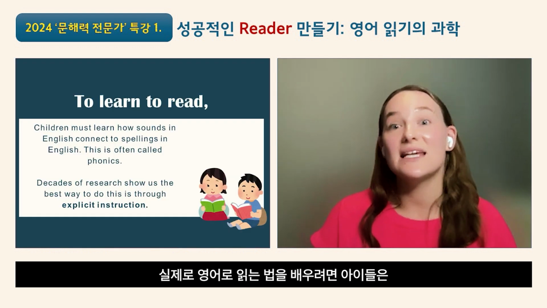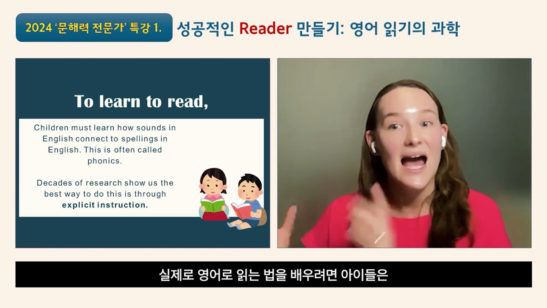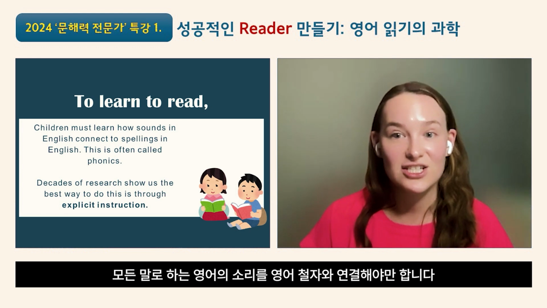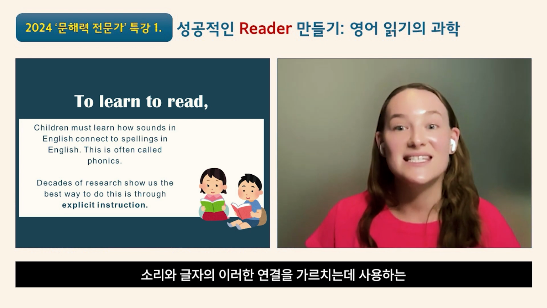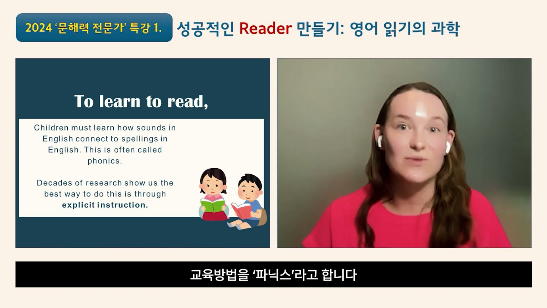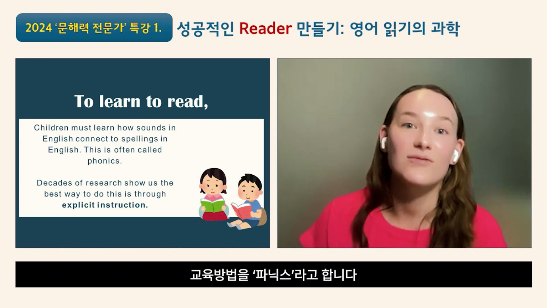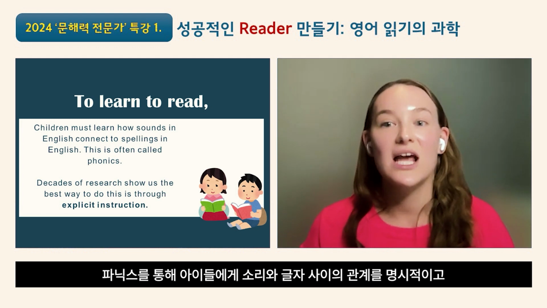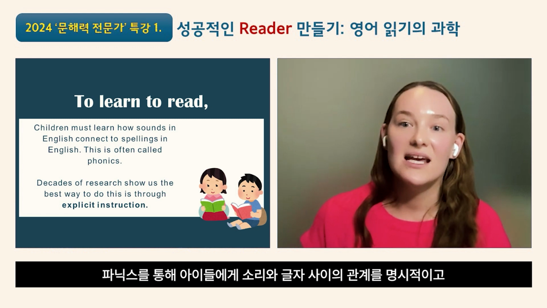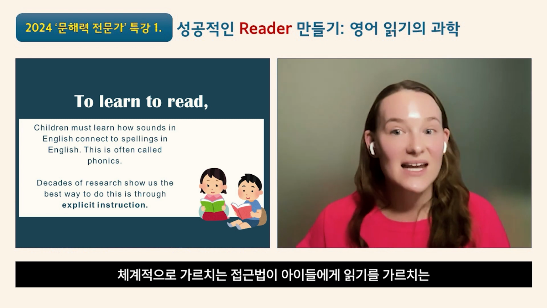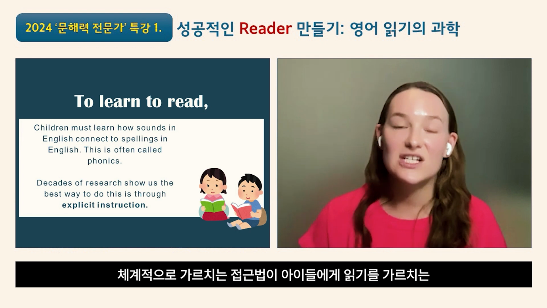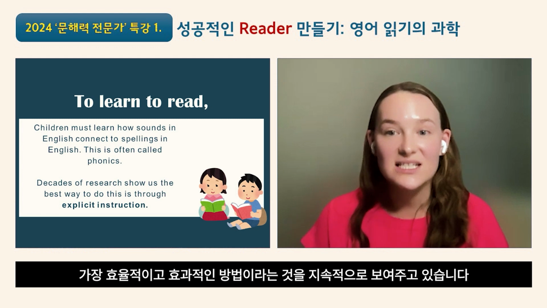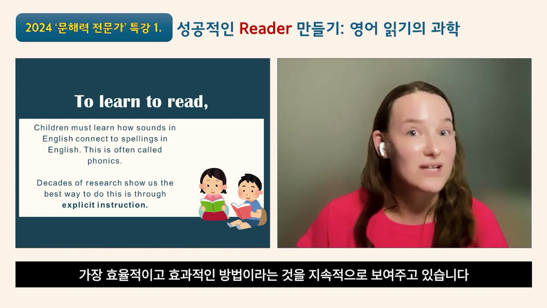Indeed, to learn to read in English, children must connect how the sounds of oral English connect to the spellings in English. The instruction that we use to teach these connections between sounds and letters is called phonics. Many, many decades of high-quality research have consistently demonstrated that an explicit, systematic approach to teaching children the connections between sounds and letters through phonics is the most efficient, effective way to teach children to read.